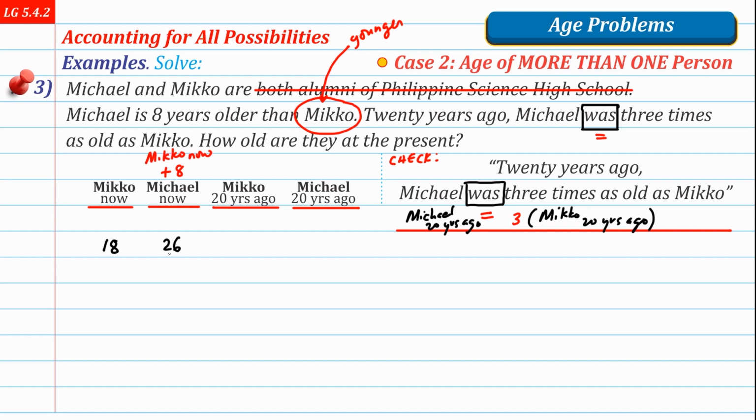Okay? Now, Miko 20 years ago, take note, ang basis palaging now. Miko 20 years ago is Miko now minus 20. Correct? Si Michael 20 years ago, O sige, Michael 20 years ago is 6 years old. Tama ba? 6 years old. Kasi it's Michael now minus 20. So, 26 minus 20 is 6.